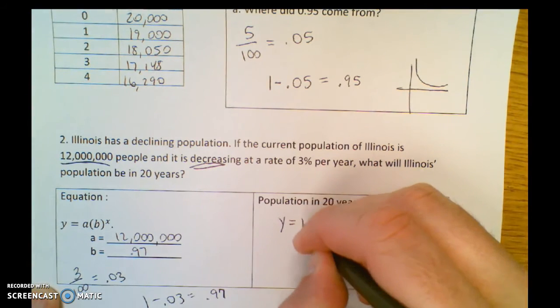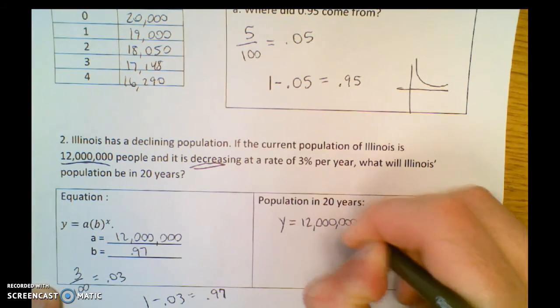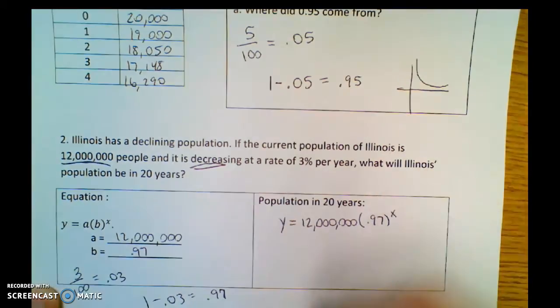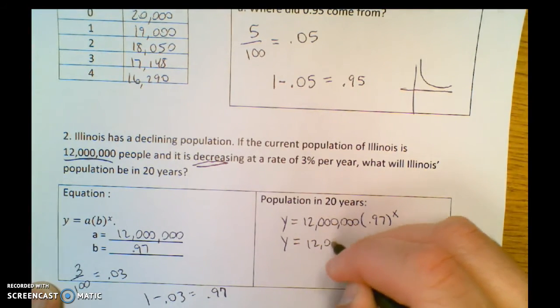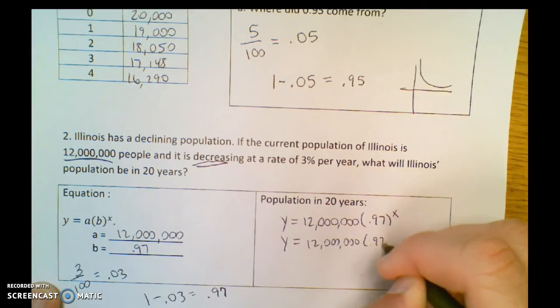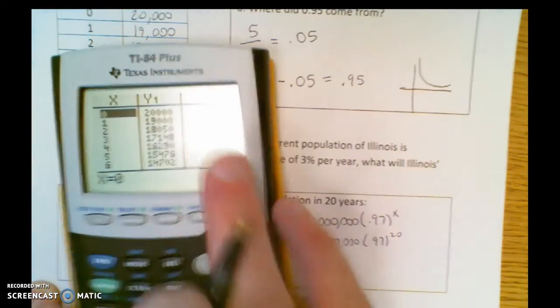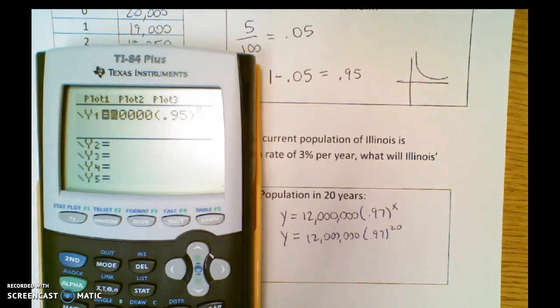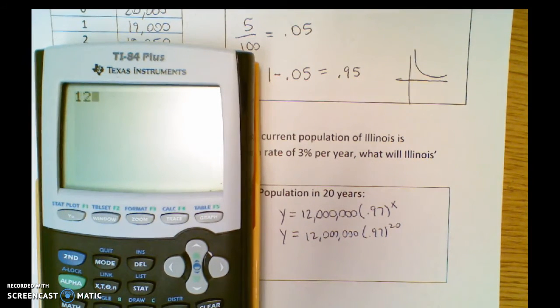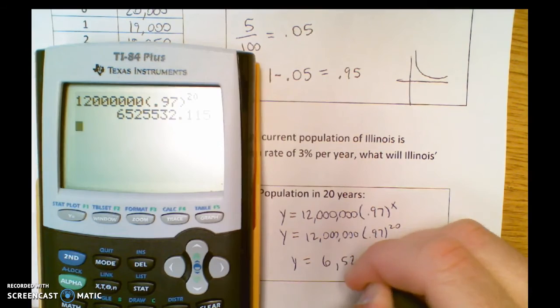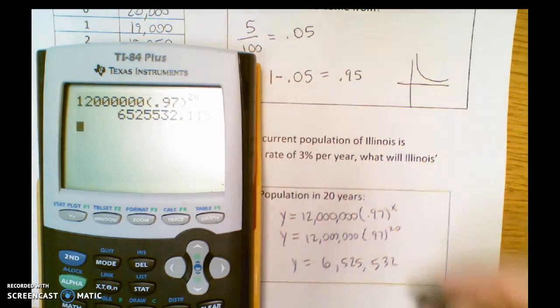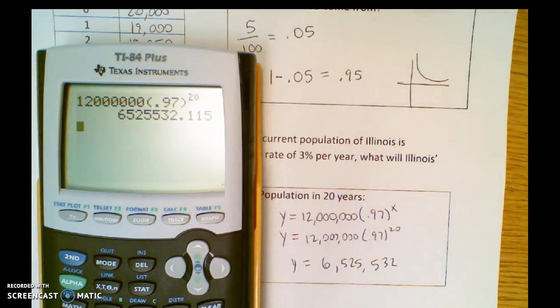So to figure out the population in 20 years, we write our equation, and then we're going to plug in 20 for the x. I got 12 million times 0.97 to the 20th. So that gives me 6,525,532. I'd leave off the decimal because we're dealing with people in this case.